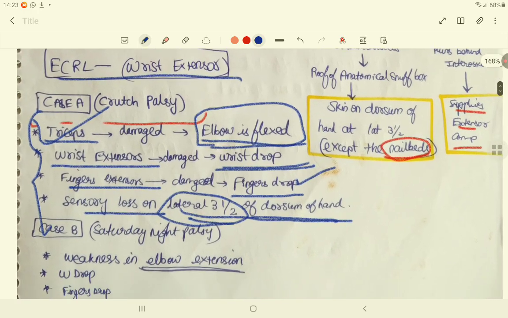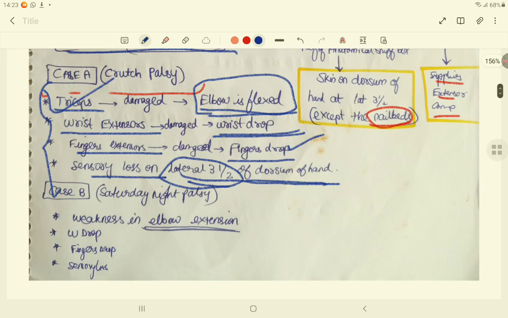Now let us talk about case B. Again, there can be many reasons. One of the common reasons people mention is Saturday night palsy. They call it Saturday night palsy because of people who often get drunk on Saturday night, and you know about their positions.